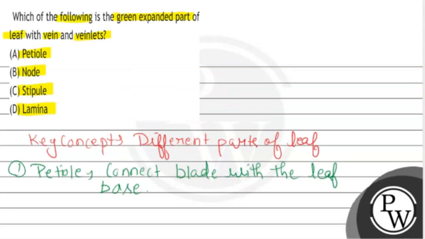So our right answer for this question will be option D. Lamina is a green expanded part of leaf. I hope you understand the concept.